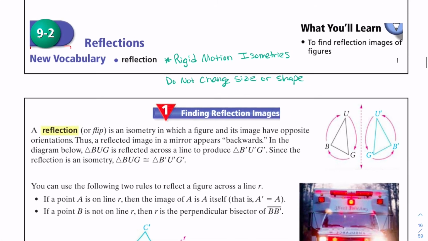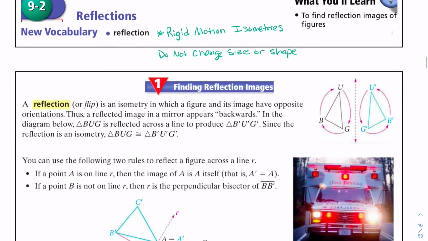Here's our first example. Well, this is just our explanation of it. So a reflection or flip is an isometry in which a figure and its image have opposite orientations. So what that means is, here you have UGB. As I read around it, UGB is going in what's called a clockwise motion. And here UGB prime, so U prime, G prime, B prime, is going in the reverse order. That's how I know that these are reflections.